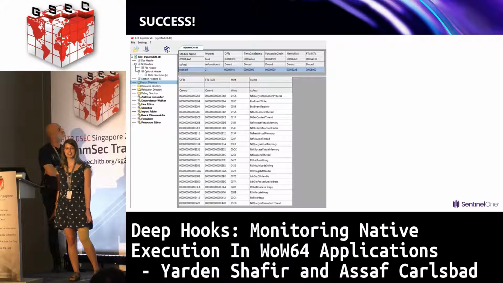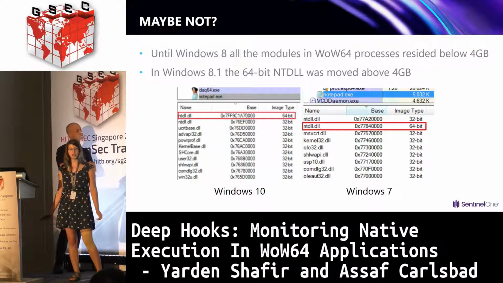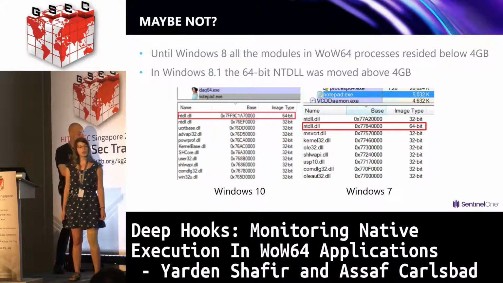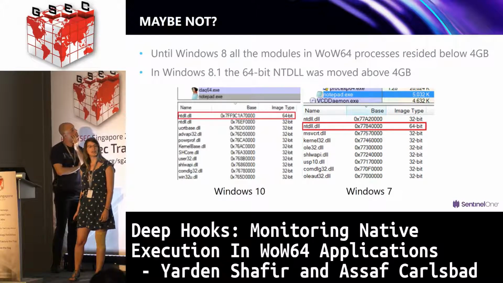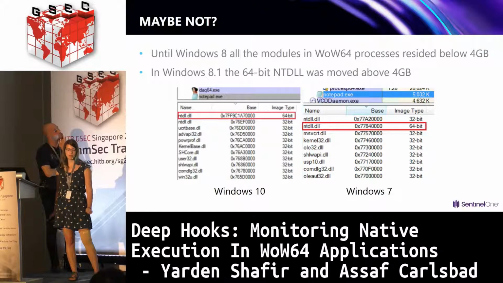So we injected this DLL into our 64 process on Windows 7 and saw that we can successfully hook any API functions we wanted in the 64-bit anti-DLL. Then we tried it on Windows 10, and then it didn't do so great. So what happened here? Well, the memory layout in WoW64 processes is slightly different between Windows 7 and Windows 10 machines.